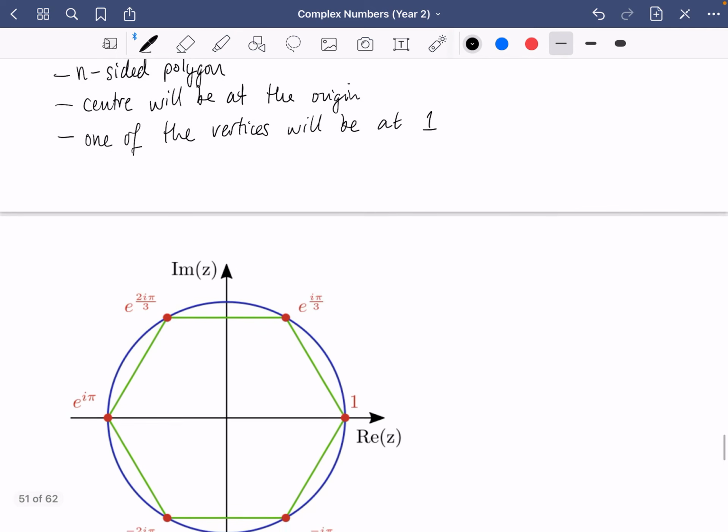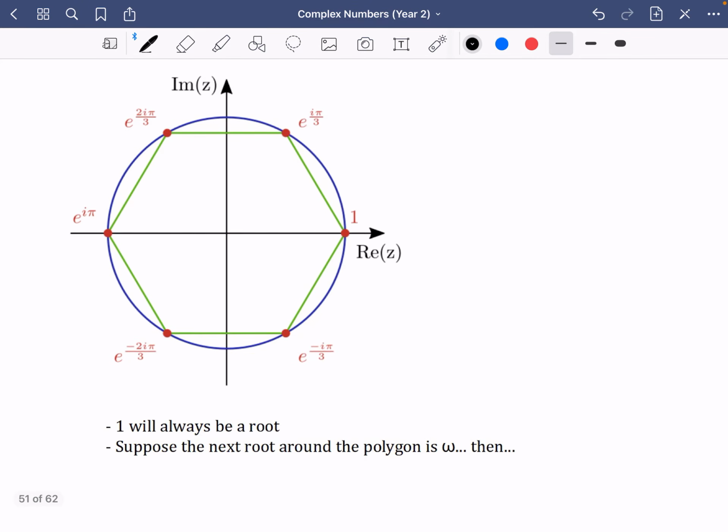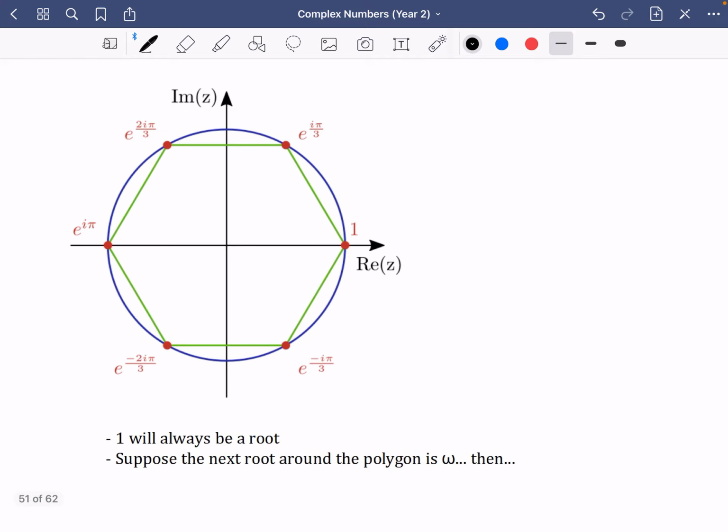Okay. So we're going to try and explore a bit more about this because this is really interesting. I've now plotted a much nicer looking one of my 6 roots of unity. So I've got 1, e to the pi over 3 i, e to the 2 pi over 3 i, e to the i pi, e to the minus pi over 3 i, and e to the minus 2 pi over 3 i. A couple of things that we notice here is that 1 will always be a root. I guess the reason that makes sense is because if you're saying you've got a number raised to any power is 1, well, obviously z could be equal to 1 because 1 to the power of anything is always equal to 1.